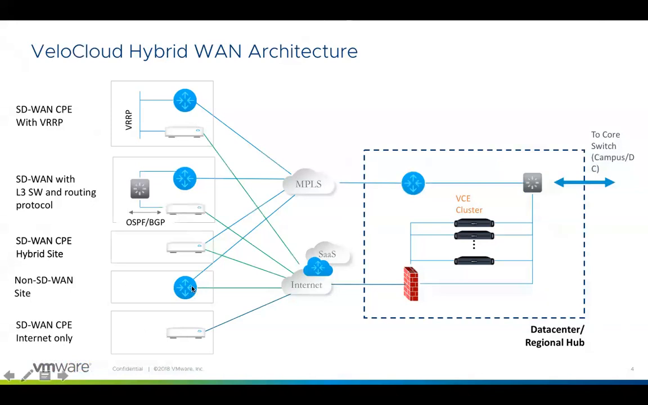And then for completeness, there's also a non-VeloCloud site that is a hybrid site that uses MPLS. Unless it goes down, then it would use VPN, for example DMVPN, to connect to other sites. So this is just a high level, and we're going to go into the details for the various insertion options.